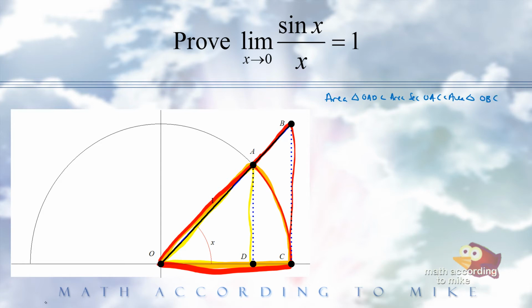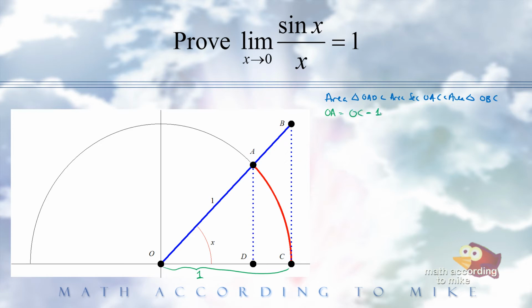Very good. Let me erase this because I have to clean this up a little bit. So notice that OA by design has a length of 1 if we're on a unit circle. So what else must have a unit length according to this picture? Well, notice OC is another radius, so this is also a length of 1 right here. So OA equals OC equals 1. We're going to need that information later on too.